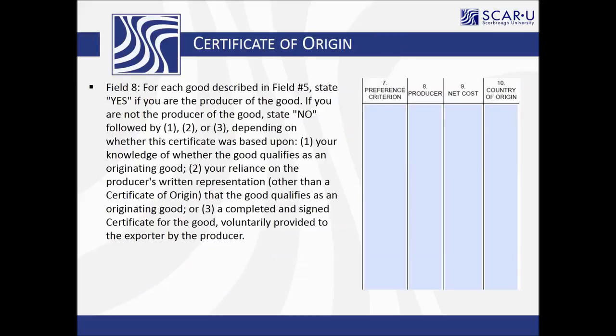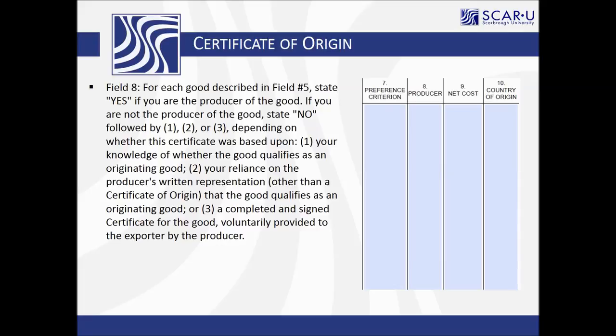8, the producer. If you made this, yes, very simple. You didn't make it, no. Also very simple. However, if you put a no, you also need a number 1, a number 2, or a number 3 that follow that no. And the reason for those is you have to tell customs why, if you didn't make this, can you qualify this product as NAFTA? Obviously, if you made it, you're going to know the answer to that question. But if you didn't make it, how did you know?